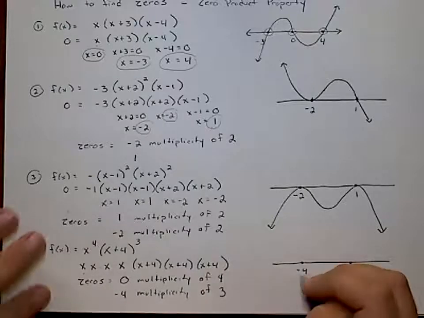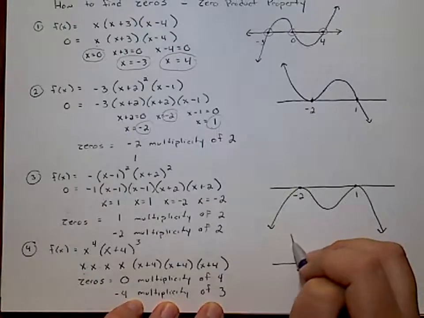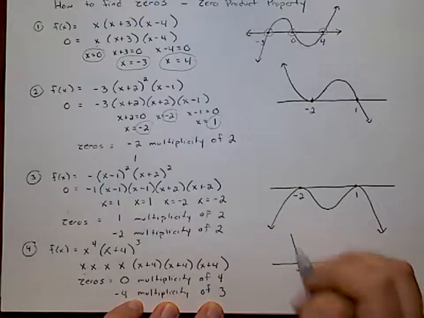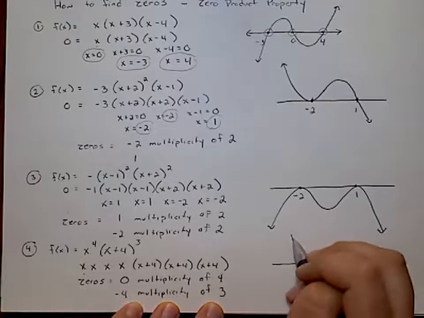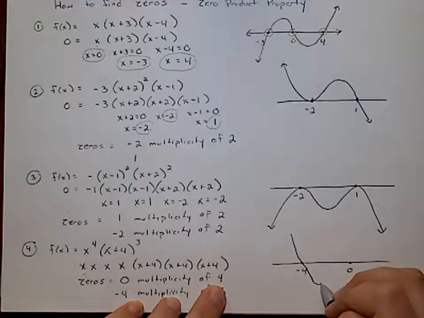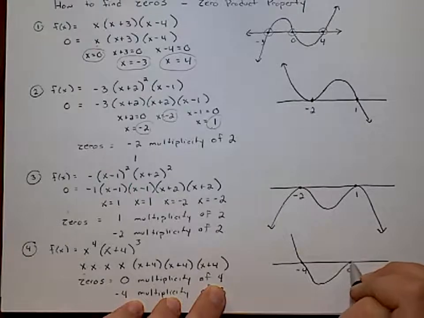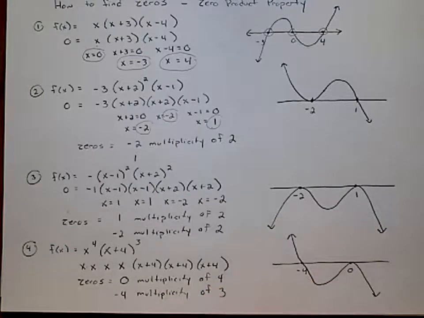So this particular graph, that negative 4 has an odd multiplicity, so the graph would go through it. Sometimes it does some funky thing, like it flattens out. If you look at graphs, you might see some weird movement happening through here on different multiplicities, but it goes through it. And then because 0 is a multiplicity of 4, it's going to bounce off of it, okay? So because negative 4 had a multiplicity of 3, an odd multiplicity, it went through it, and an even multiplicity bounced off of it.